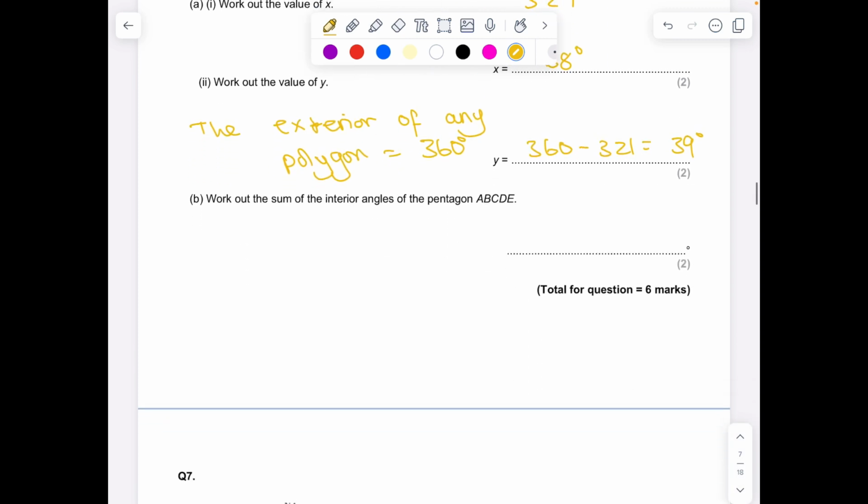Work out the sum of the interior angles of the pentagon. Now, you could have either memorized this, and some of you have, as 540. If you didn't memorize it, remember it's always the number of sides, which in this case a pentagon has 5 sides. So it's the number of sides, take away 2, times by 180. And again, you can just do it on your calculator, 3 times 180, which is 540.